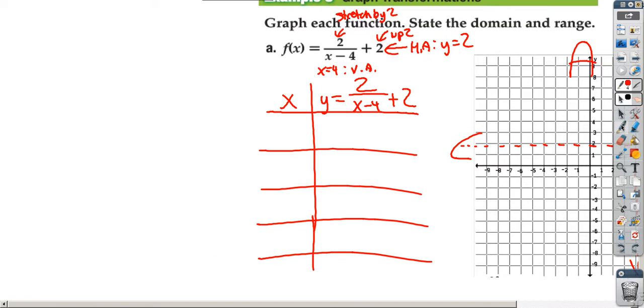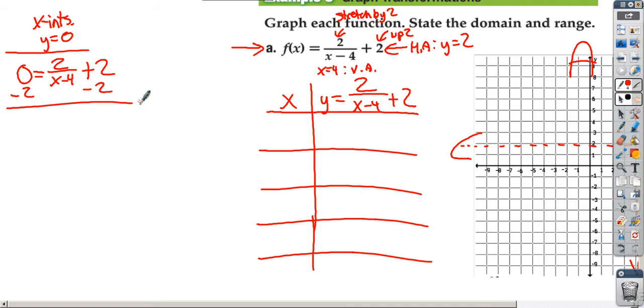And then we'll add them to the graph. So the x-intercepts occur whenever y equals 0. So I'm just going to take this function and set it equal to 0 and see if we can solve that, which I think we'll be able to do pretty easily. We'll move that 2 over to the other side, so we get negative 2 equals 2 over this. Then, since that's a fraction, we can cross multiply. So 1 times 2 is 2.